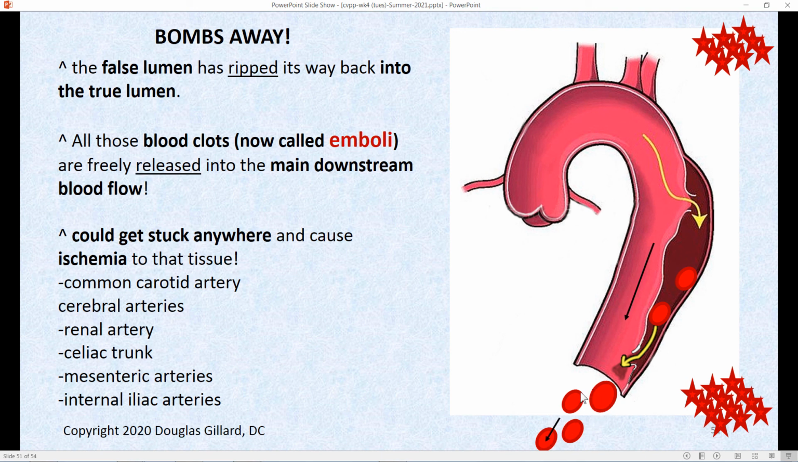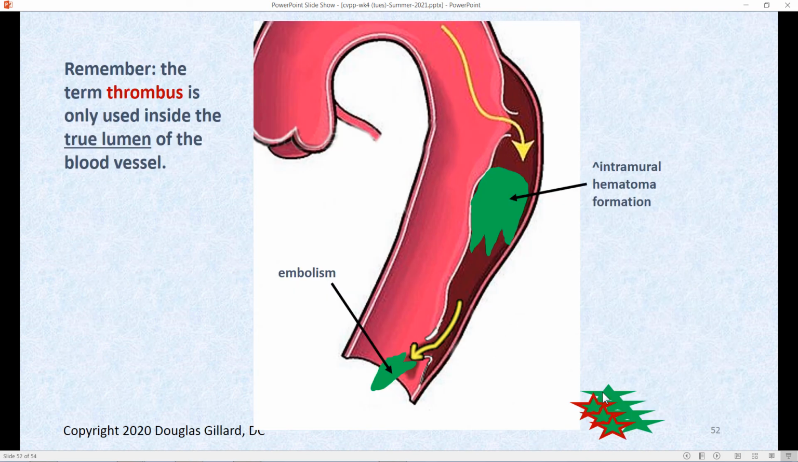I would ask you in class, could this cause a stroke right here? No way, right? You'd have to go up to get into the internal carotid artery, so no way. But they could go into the celiac trunk, remember that one? Superior mesenteric artery, inferior mesenteric artery, renal artery, could go down into the legs, who knows? But these are definitely going to cause trouble somewhere. They're going to cause some tissue death somewhere. Right, there's just another picture of the thrombus breaking loose. I think that's about it.